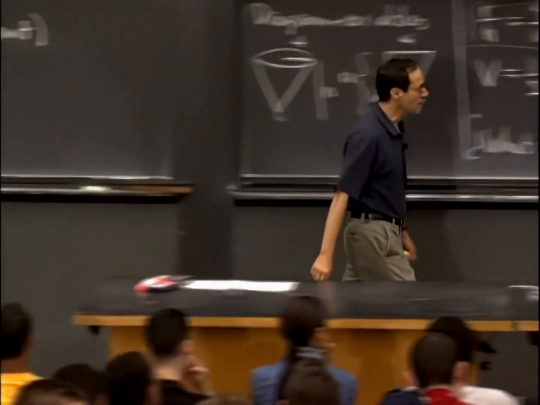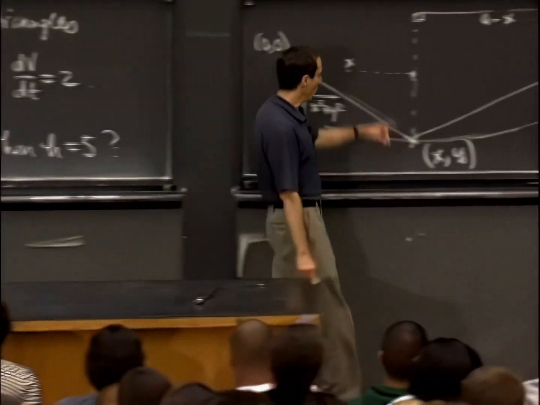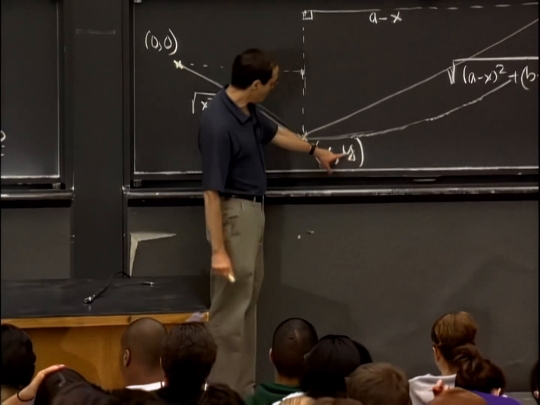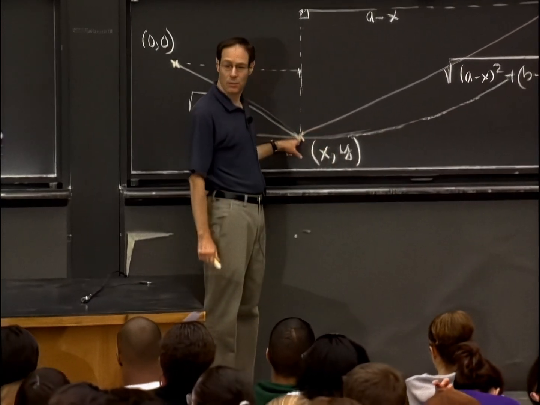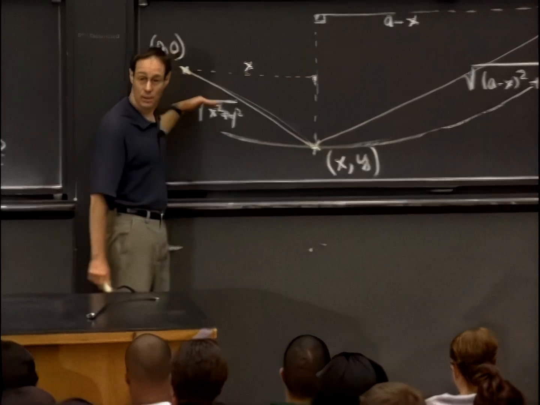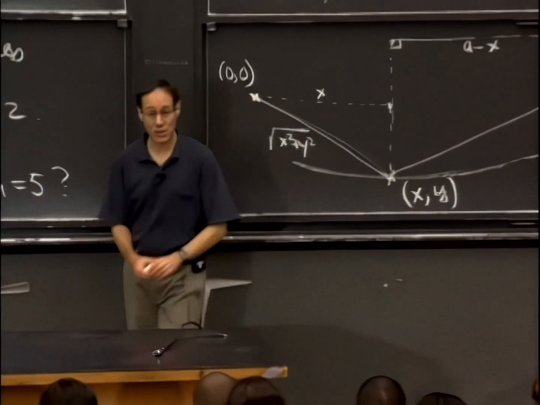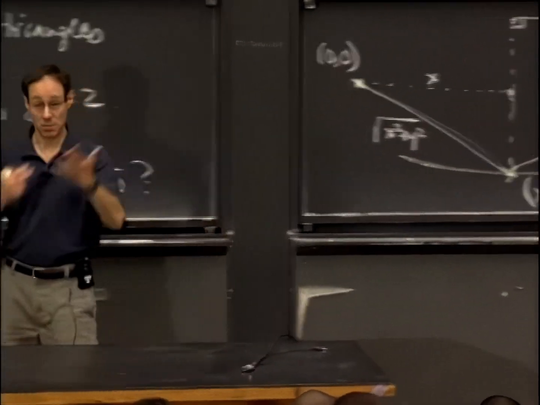So the question is, shouldn't it be b plus y? No, and the reason is that y is a negative number. It's below 0. So it's actually the sum minus y is a positive number.